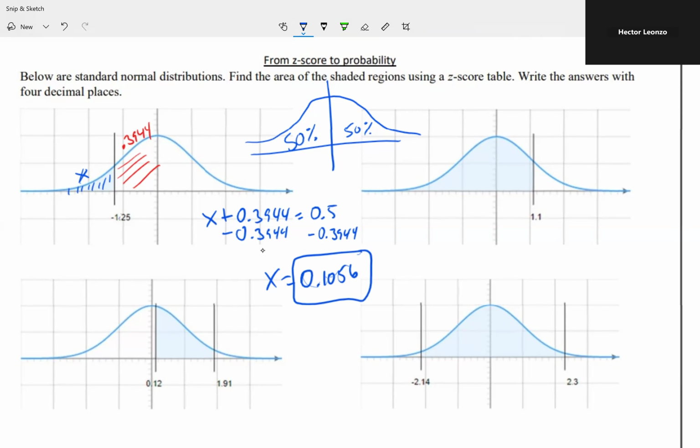Good. Got it. You might be like, oh, why the negative? What does the negative have anything to do with my answer? No, it was just telling me that it went to the left of the mean. But I used the table. Okay.